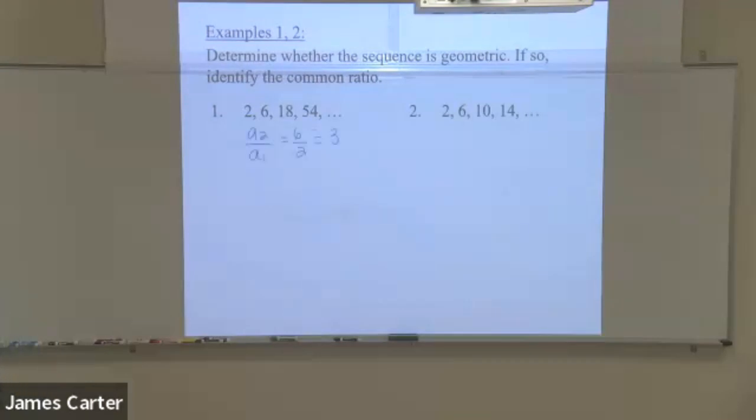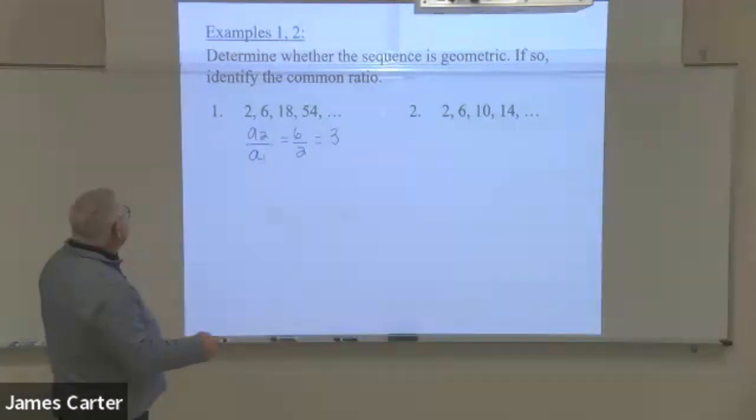Okay, let's try this. Here, we've got this geometric sequence. We're multiplying by 3 each time. r is 3. 6 divided by 2 is 3. 18 divided by 6 is 3. 54 divided by 18 is 3. It's 3. Determine if it's geometric. Well, we just did.